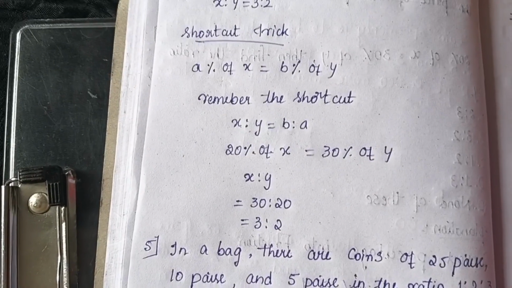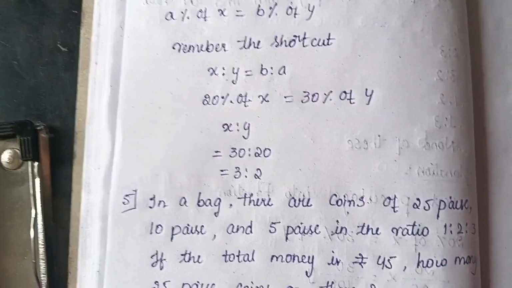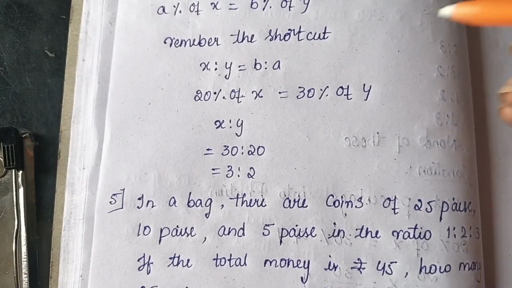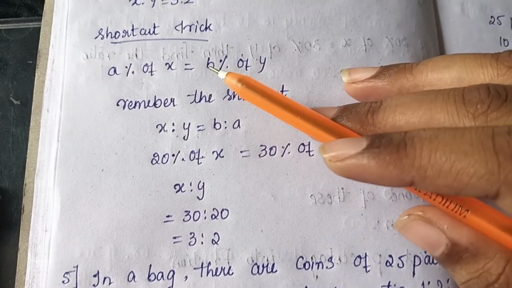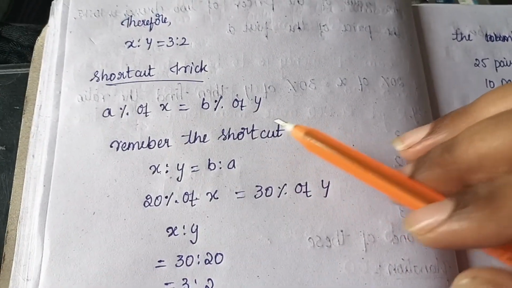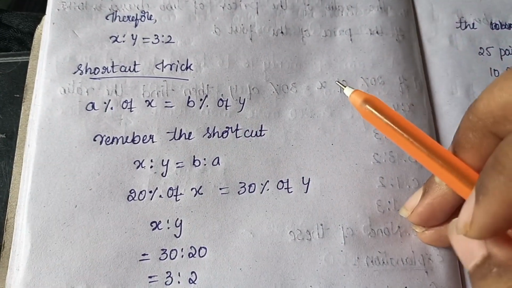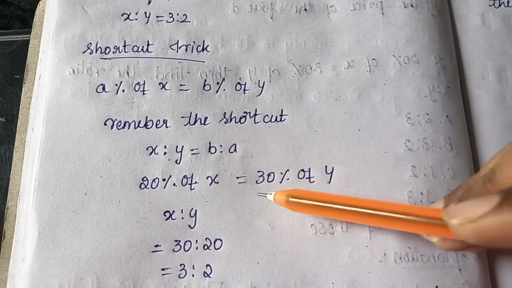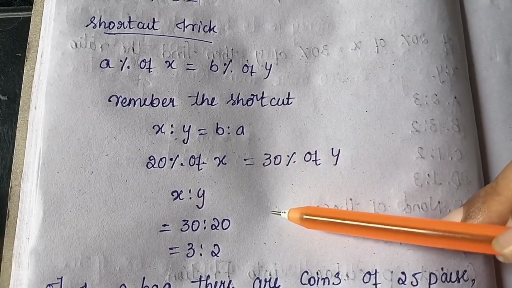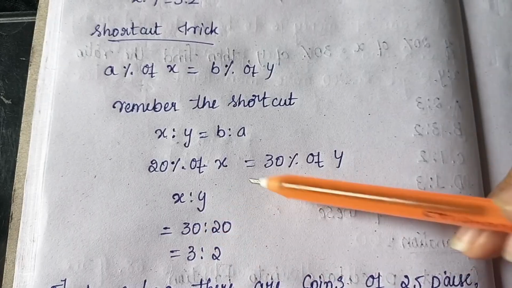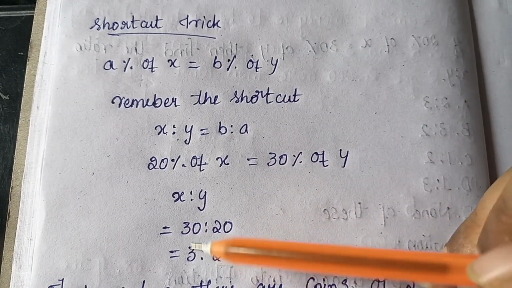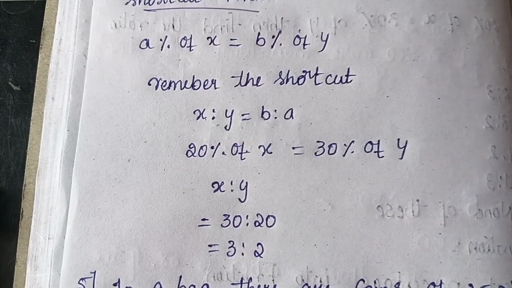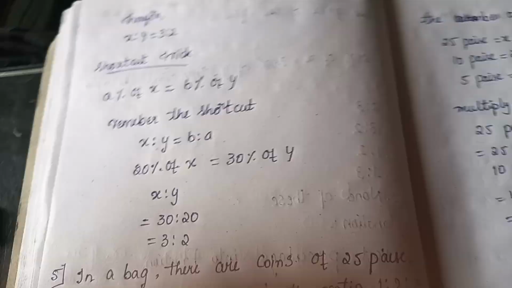Okay, wait for the next one. I will explain the shortcut trick. Whenever you get a percent of x equal to b percent of y, remember this shortcut: x is to y equal to b is to a. So 20% of x equal to 30% of y, x is to y, x is 30 and y is 20, equal to 3 is to 2. This is the shortcut trick to solve this problem.